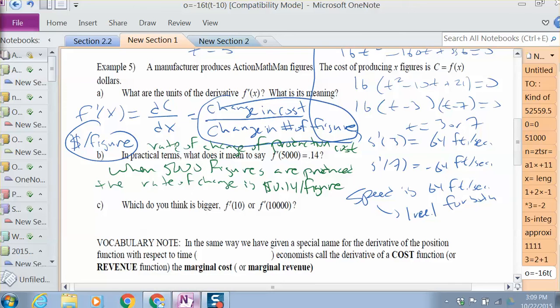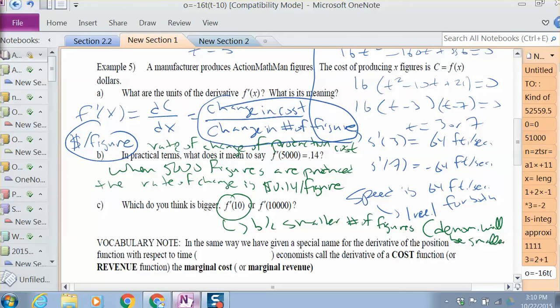And which one do you think is bigger? It's definitely going to be that one. That's because of the smaller number of figures. And remember, the denominator will be smaller, right? Since you're dividing the cost by number of figures. So that should be actually a bigger value, the change at 10.